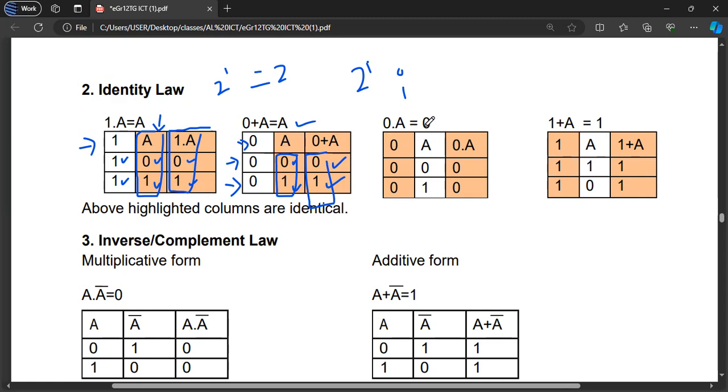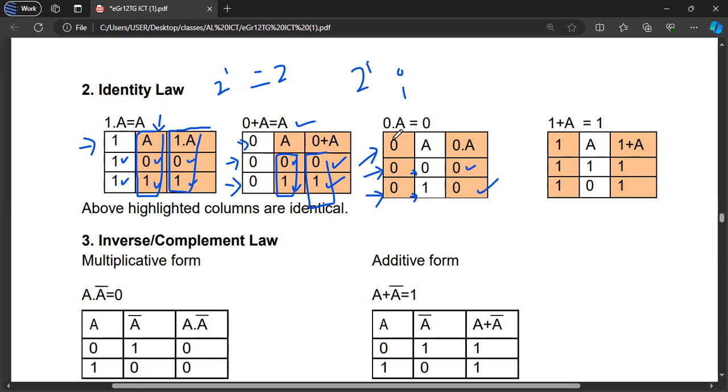0 dot A is equal to 0. Now in this case also the 0 is going to be constant. So for both combinations here we are having zeros. And for the A, for one we are having 0 and the other one we are having 1. Then 0 dot A, the AND. So 0 into 0 is 0, 0 into 1 is going to be 0. So 0 dot A is equal to 0.